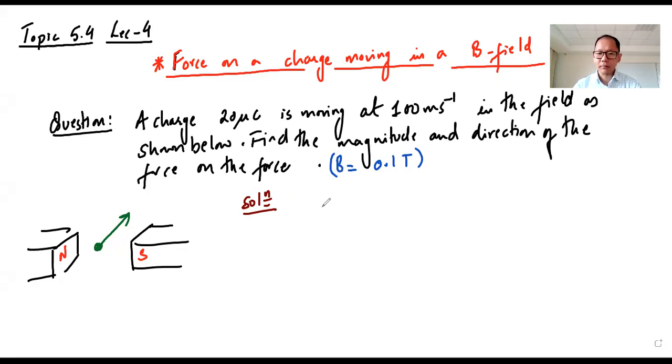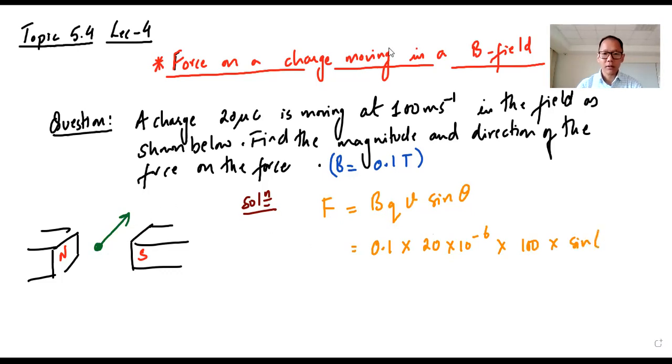So we have the formula: force equals B Q V sine theta. The magnitude of B is 0.1 Tesla, times the magnitude of charge, which is 20 times 10 to the minus 6 because it's a microcoulomb, times the velocity, which is 100, times sine of 90. Because in this case, you see that the field is in that direction, and the charge that's moving is perpendicular to the field, so it should be 90 degrees here. Sine 90 is 1. If you type this in the calculator, you will get around 2 times 10 to the minus 4 Newton.